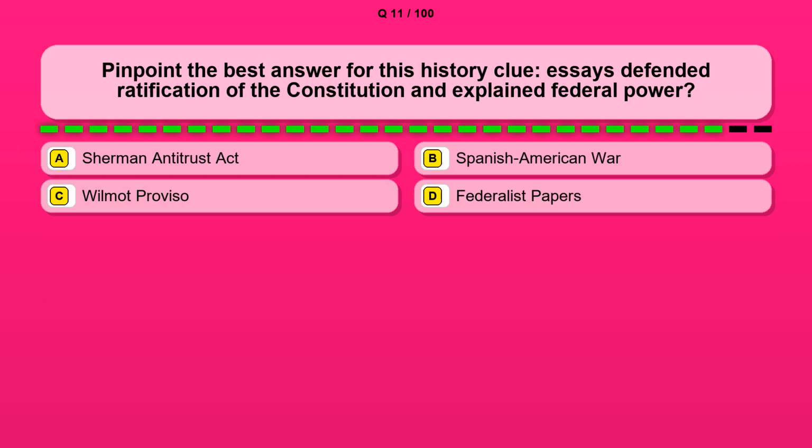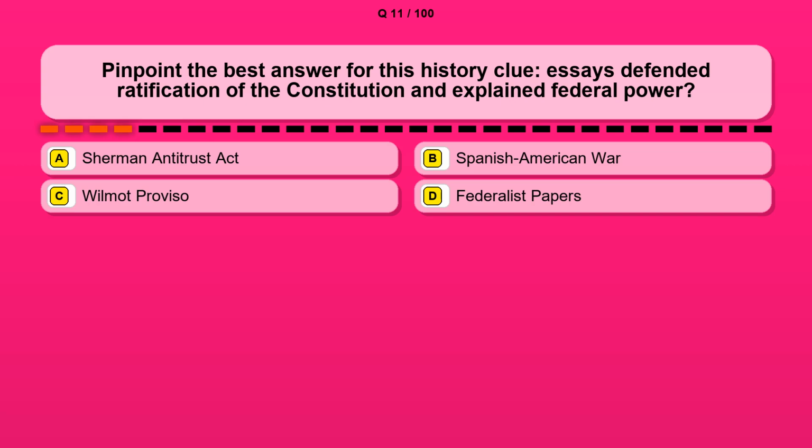Question 11. Pinpoint the best answer for this history clue. Essays defended ratification of the Constitution and explained federal power. Option A, Sherman Antitrust Act. Option B, Spanish-American War. Option C, Wilmot Proviso. Option D, Federalist Papers.